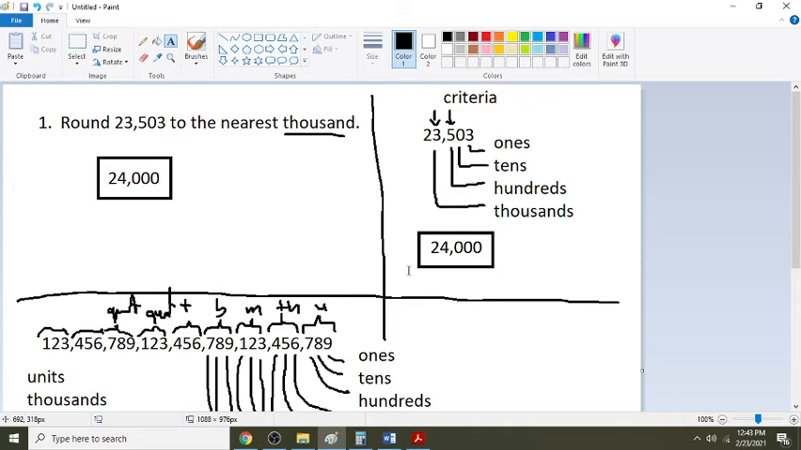Once again, if the criteria digit is 5 and up, you add 1 to the critical digit. If it is otherwise, if it's 4 or below, just keep it. That would be 23,000. But since the criteria is 5, that would be 24. That's 23 plus 1, which is 24,000. I hope you got it. That's it.